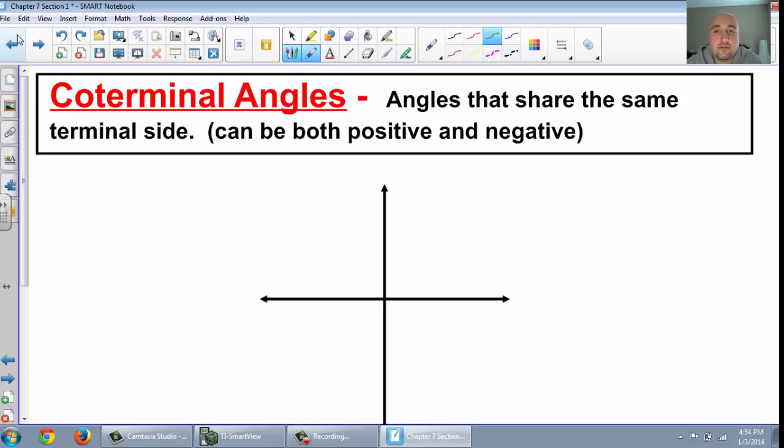All right, so the last thing we need to talk about in section 1 is this idea of coterminal angles. These are angles that share the same terminal side, and they can be both positive and negative. Okay, so let's do an example. Let's figure out first off what this means. All right, so let's say we have a 45 degree angle.